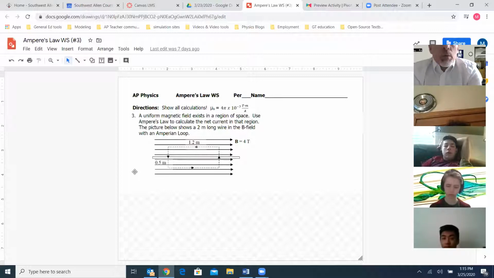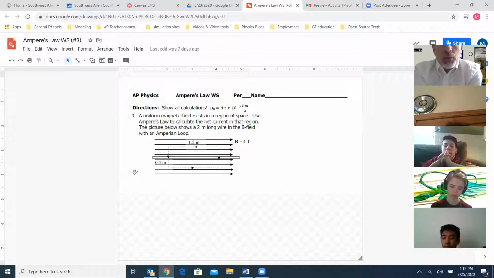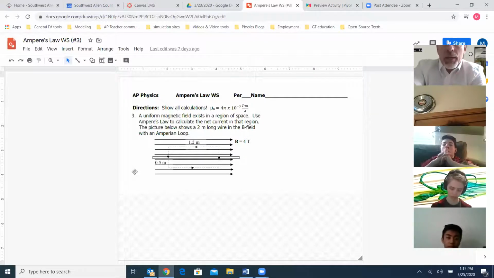And so in order to figure out how much current flows through the wire, we need to draw an Amperian loop around it so that we can apply Ampere's law. The truth is, when you draw an Amperian loop, you can draw it however you want. The way it's drawn here is that we've drawn an Amperian loop that is in the plane of the page. It doesn't even have to be a rectangle. It's a rectangle here, but it doesn't have to be. It could be any shape.